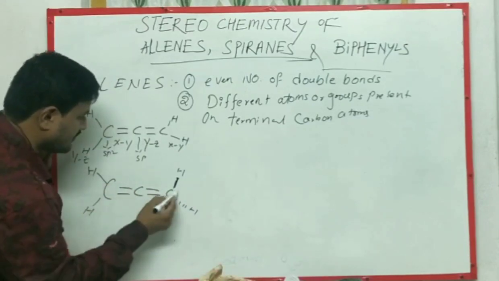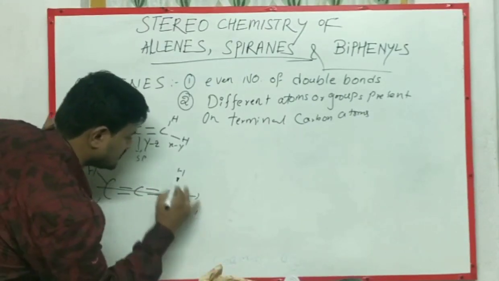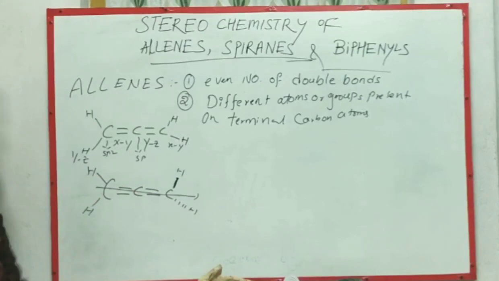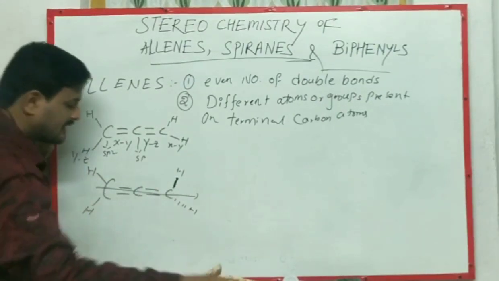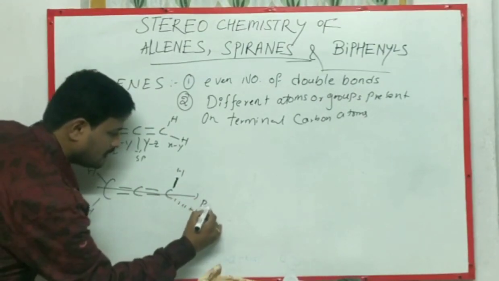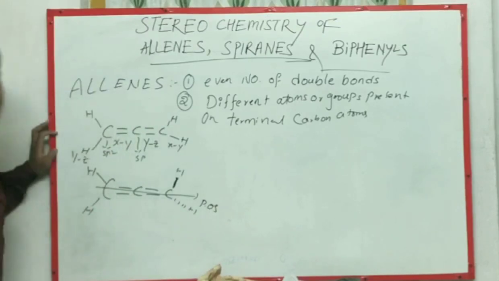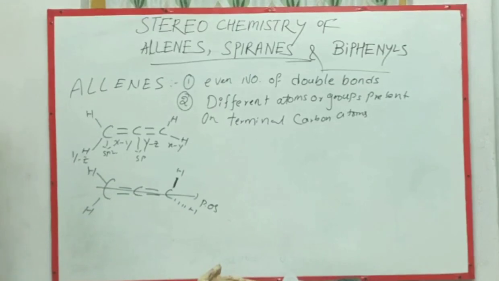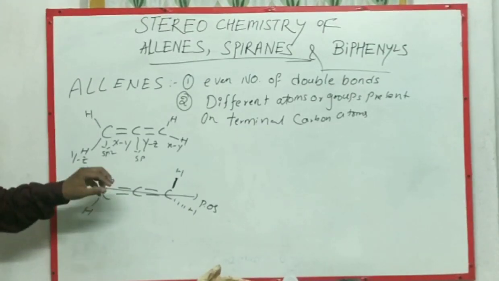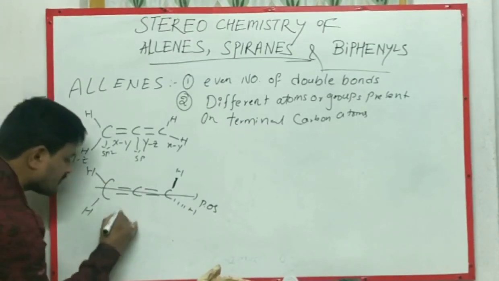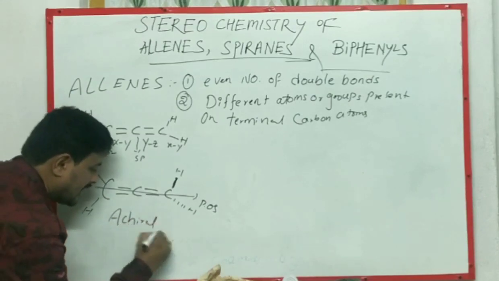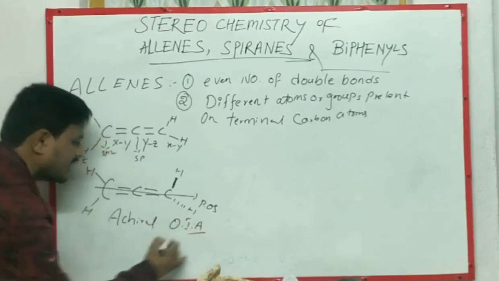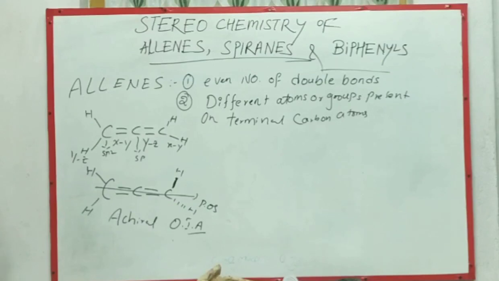Then one plane concludes these two hydrogens. Plane of symmetry exists. Whether the molecule is having a plane of symmetry, it does not rotate plane polarized light. I mean, it is achiral. Achiral means optically inactive. Simple thing. Are you clear?